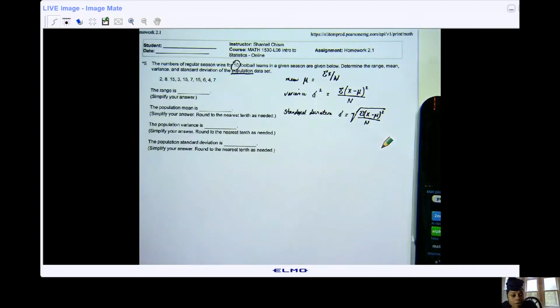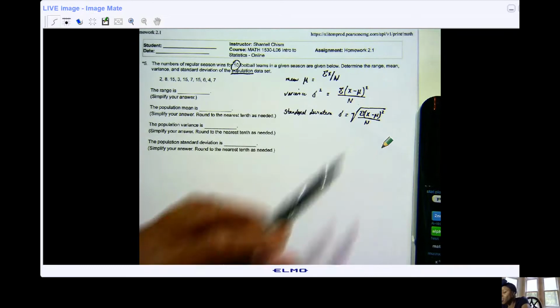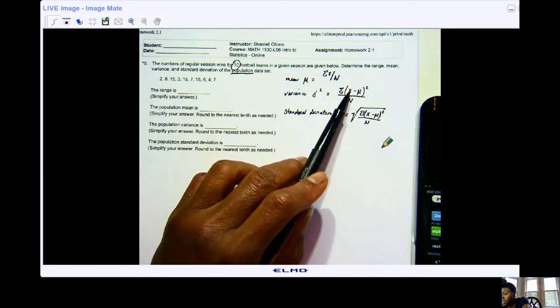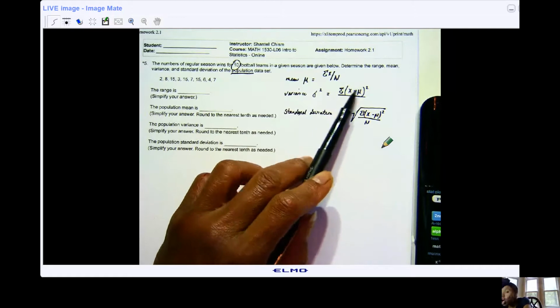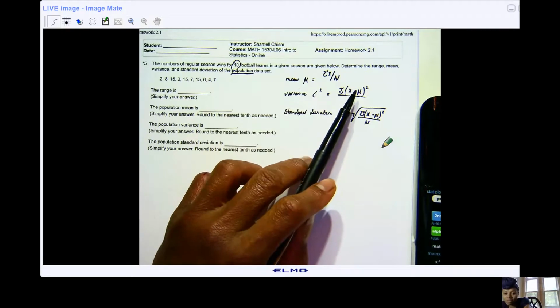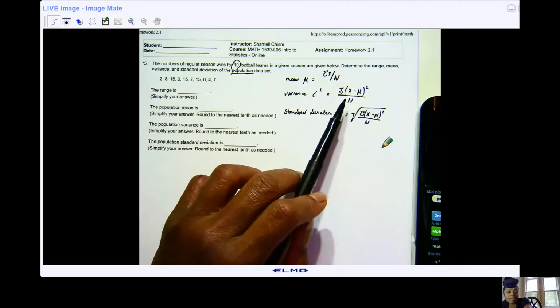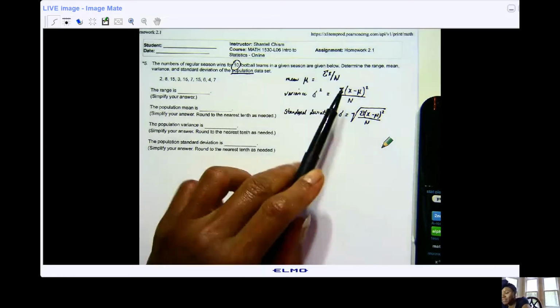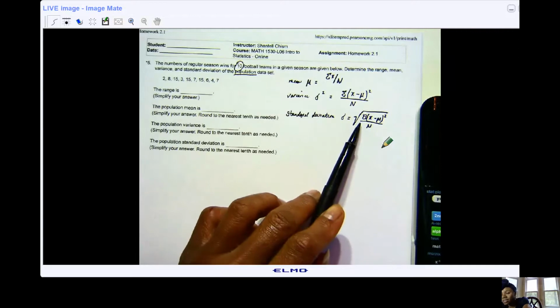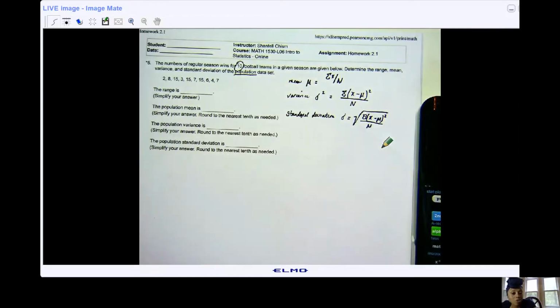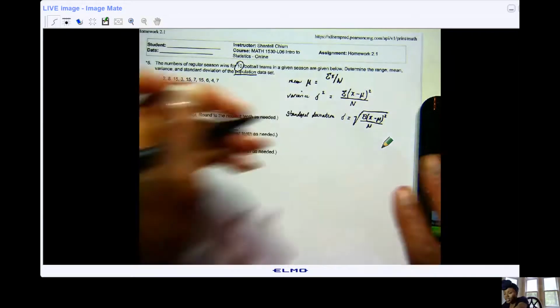Now, the formula isn't horrible, but it would require that you create a table. You'd have to find all of these differences first between each x and the mean. You have to square all those differences. Then you have to add all of those squared differences up. And then finally, you divide by 10. So it just would take a little longer. And then after you have the variance answer, you would take the square root of that to get the deviation. Well, what I'm going to do instead is use the calculator.